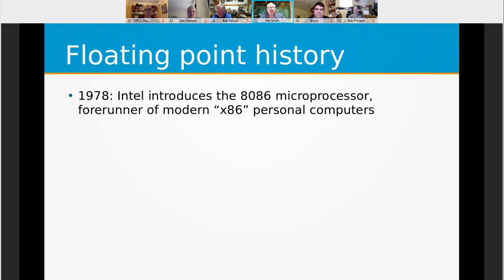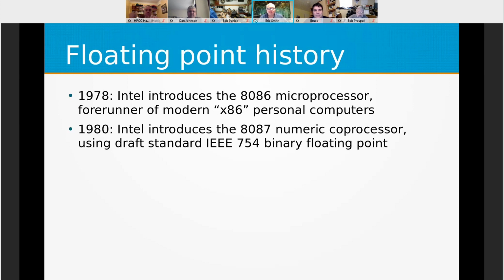So fast forward a few more years to 1978, Intel announces the 8086 microprocessor. This is the forerunner of basically all modern x86 personal computers. To this day, if you buy an Intel Core i7 or something, it still can run software, with certain limitations, that was written for the 8086 back in 1978.